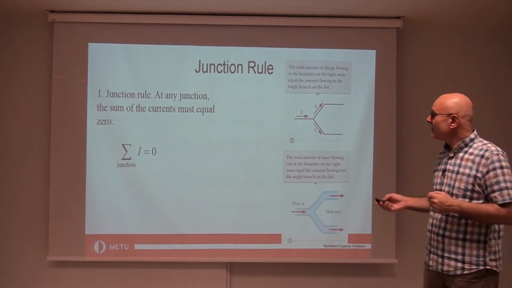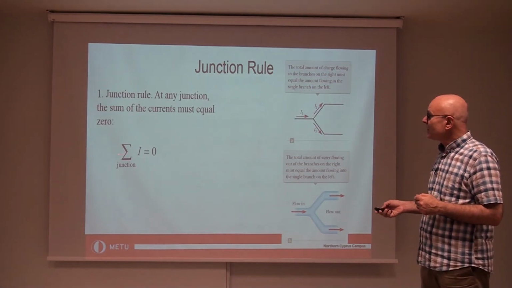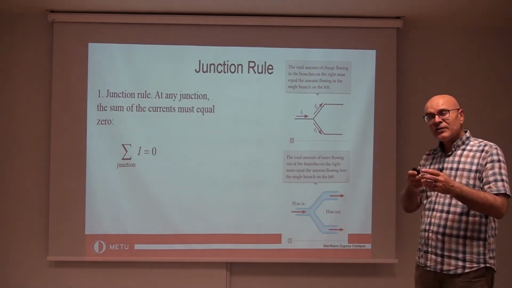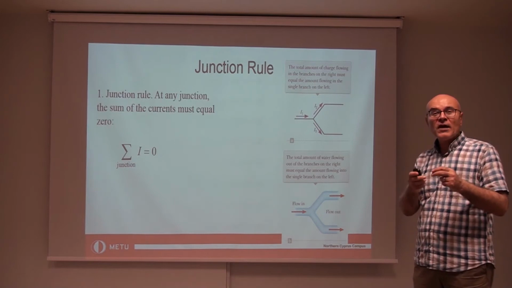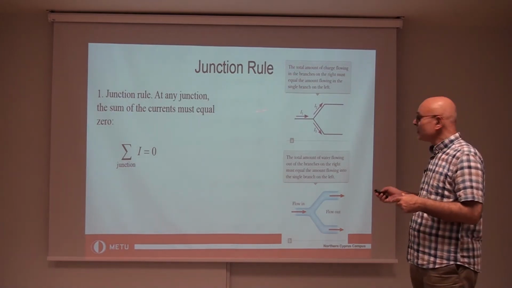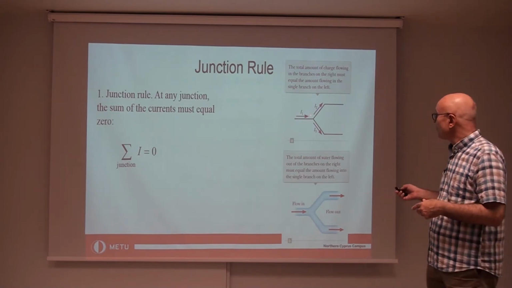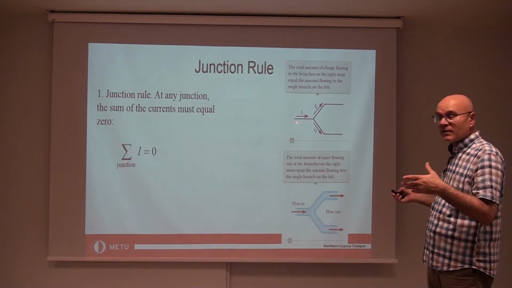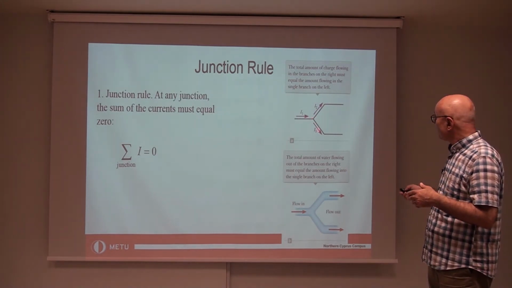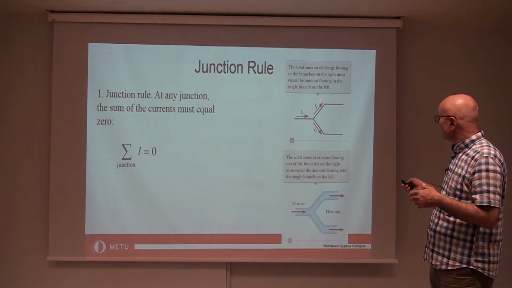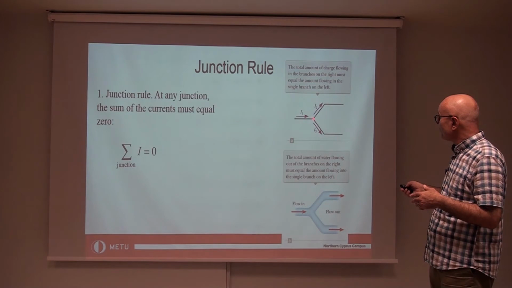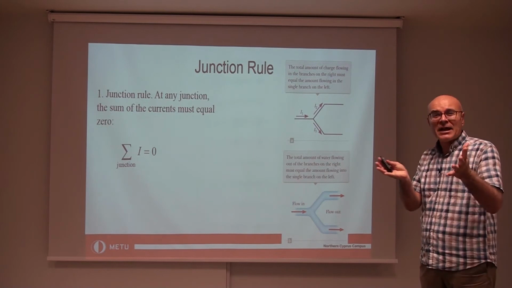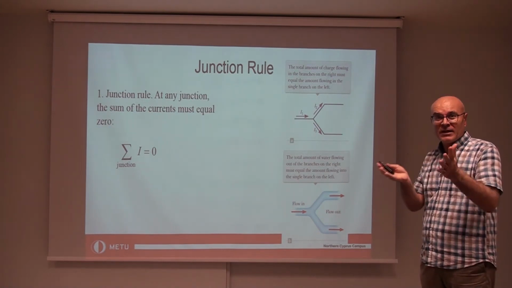The first rule is the junction rule, which says the sum over I on a junction equals 0. Let's first define what we mean by a junction. A junction is a point in the circuit where you have 3 or more branches leaving. So at this point, which is part of a circuit, you will have 3 branches or 3 lines leaving this point. Okay, so this is a junction. If you have only 2, it's not a junction. It's a point where the current branches.